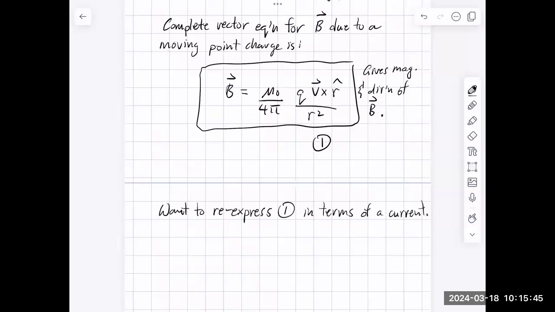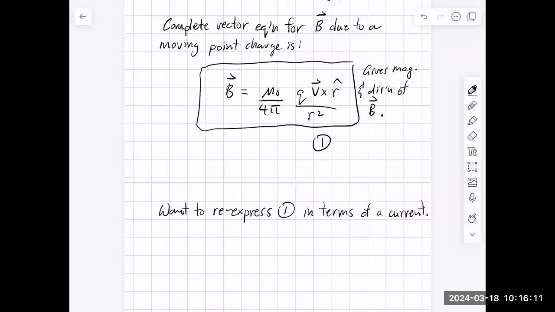So equation 1 is definitely correct. So if you had point charges flying around like a cyclotron or something like that, they would create magnetic fields given by this expression. But often, if we were manipulating charges, we have them flowing through wires in the form of a current. And so it can be more convenient to express this in terms of currents.